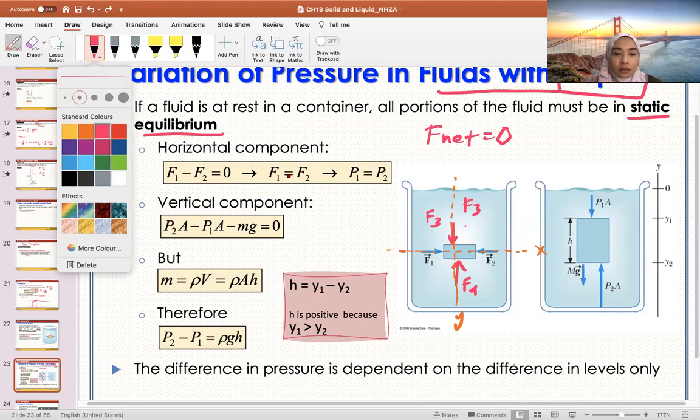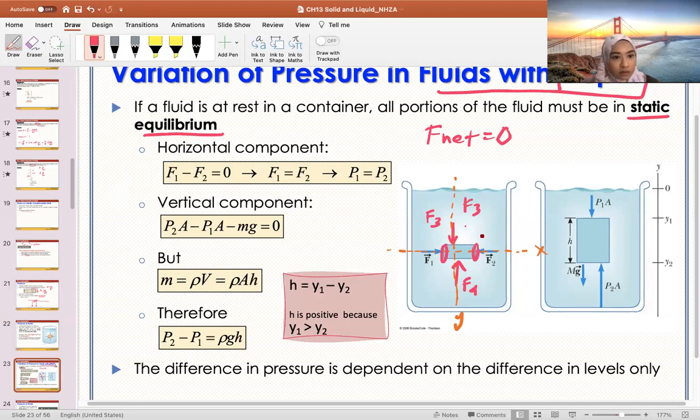And then because it is acting on the same size of area, we can say that over A, P1 is equal to P2 because pressure is force over A. So I just added A here to make it pressure. And the easy thing here is that A is the same, so we can just say over A, no need for A1 or A2. Now let's talk about the vertical component.